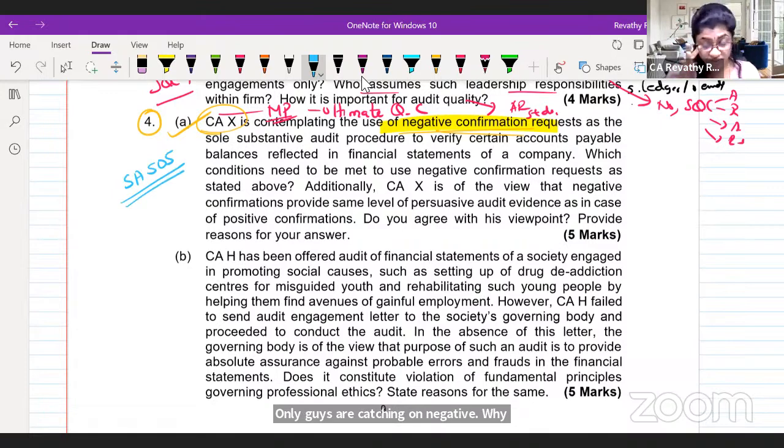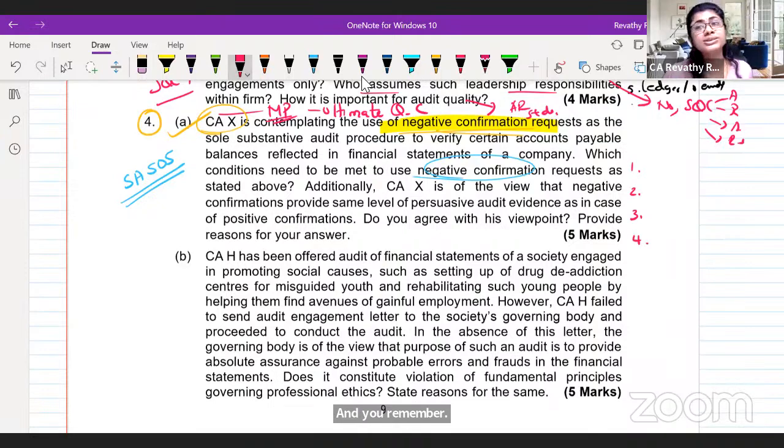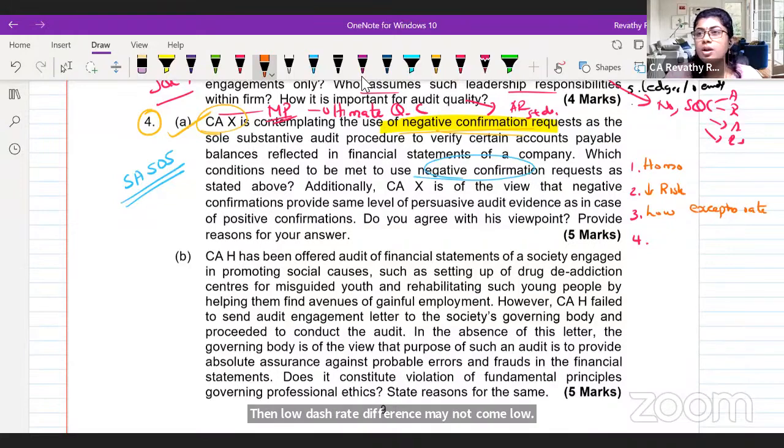As a substantive audit procedure to ascertain the account payable balances, which conditions are to be met to use the negative confirmation request? And you remember, we said 4 circumstances in which you will use negative. Homogeneous or heterogeneous population? Homogeneous. When risk high or low? Low. Then low exception rate, difference may not come. One more point was there: the confirming party may not disregard our request. You remember the 4 circumstances in which we may use this negative? So that's the first part answer.